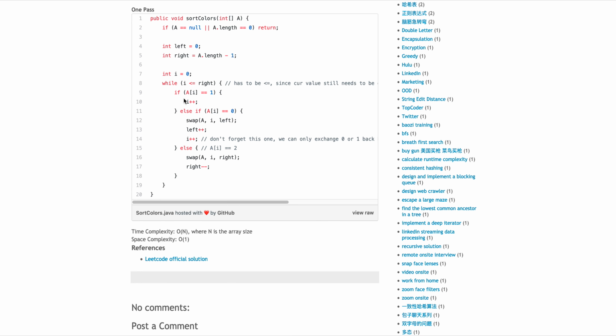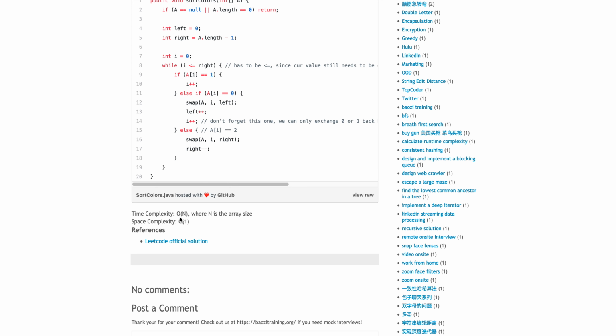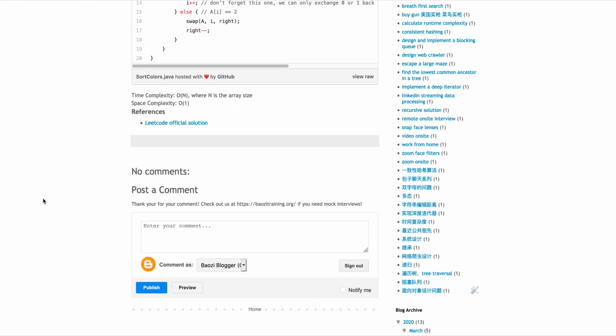So this is purely an implementation of that idea. Do a while loop with a 1 case, a 0 case, and a 2 case. Time complexity O(n), space complexity O(1), relatively straightforward.